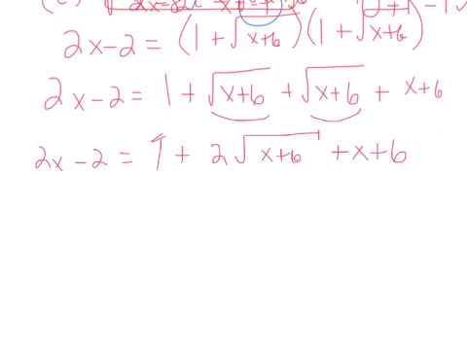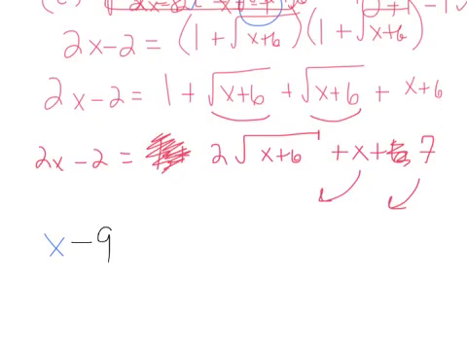So this I'm going to get rid of and just make this a 7, right? Because 1 plus 6 is 7. And then I'll subtract the x on the left-hand side and subtract the 7. Subtracting the x from this 2x over here already makes it just x. And then we have this negative 2 minus another 7 is going to be negative 9 or minus 9.